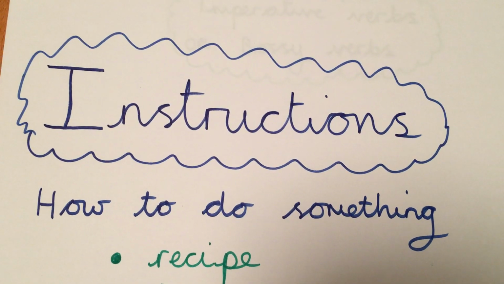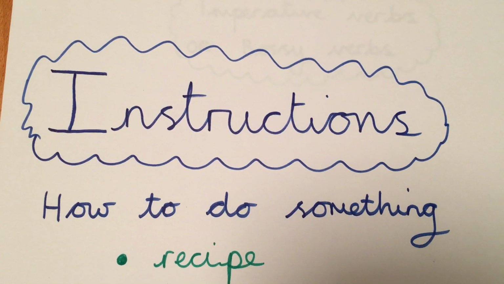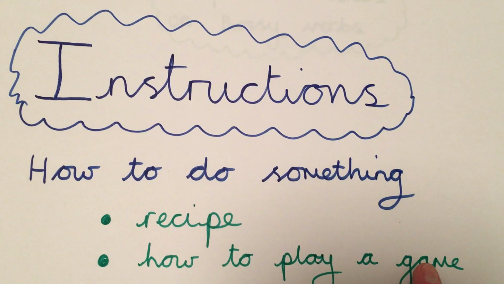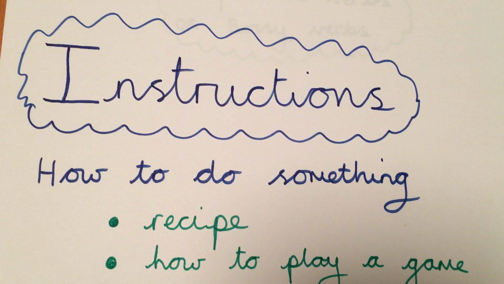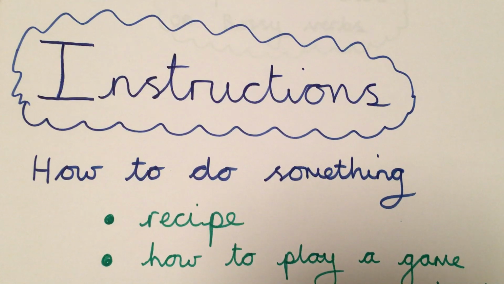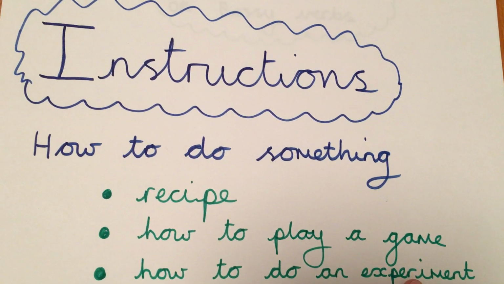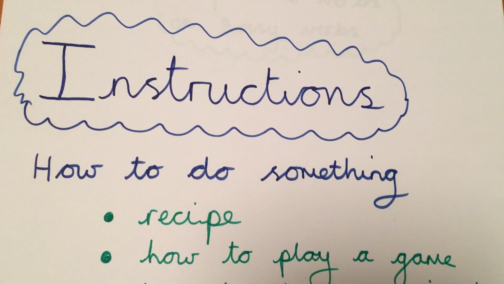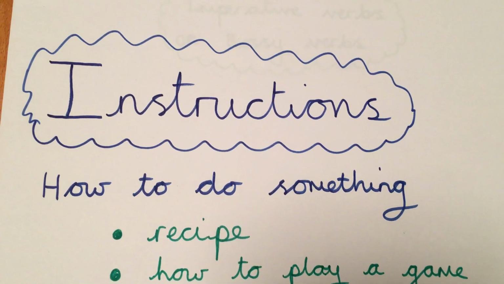What other kinds of instructions are there? Maybe you got a new game at Christmas and you needed to know how to play it, or how to use something new that you got. Or yesterday, what about the water lily experiment? There were instructions with that, weren't there? How to do an experiment. There's all kinds of instructions. I wonder, on Sunday, did you build a snowman?